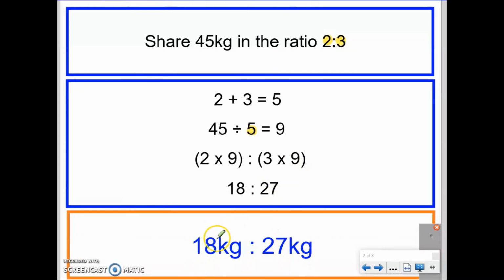So here's my final answer. Sharing 45 kilograms in the ratio of 2 to 3 will leave me with 18 kilograms and 27 kilograms. Again, if I was to add both of these quantities up, they would add up to the original quantity in the question. So that helps me confirm that I've done my calculations correct.